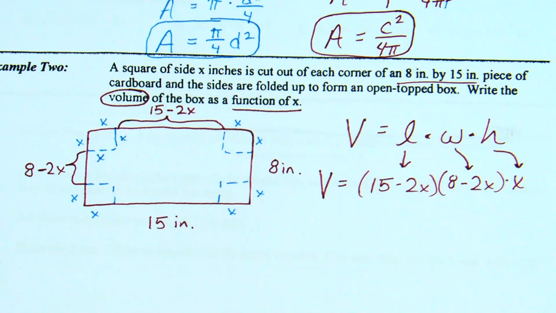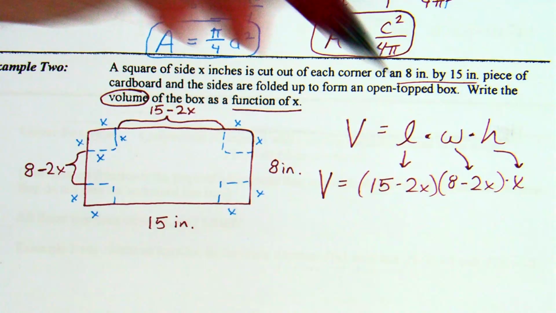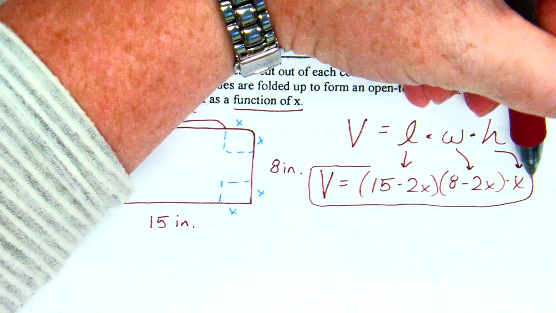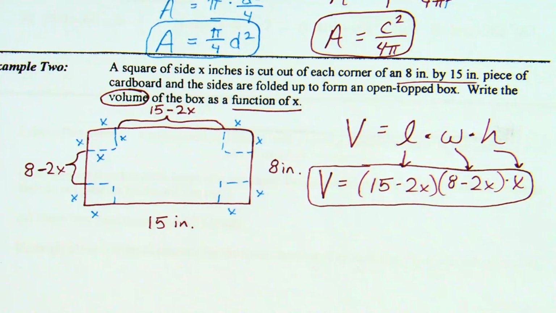Did we write a volume function in terms of x? Yeah. It is volume in terms of x. I'm going to be nice. You don't have to multiply it out. If we wanted to multiply it out, we'd be foiling and then multiplying by x. I think I'll pass. Okay? Questions on that one?